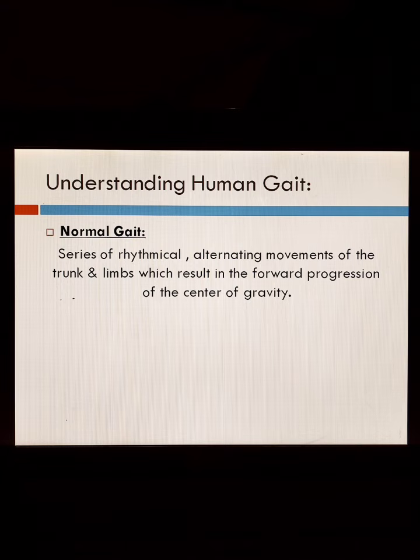Let's start understanding the human gait. Normal gait can be defined as a series of rhythmical but alternating movements of the trunk and limbs which result in the forward progression of the center of gravity. It means if your right limb is moving forward, your left limb will be moving backward.